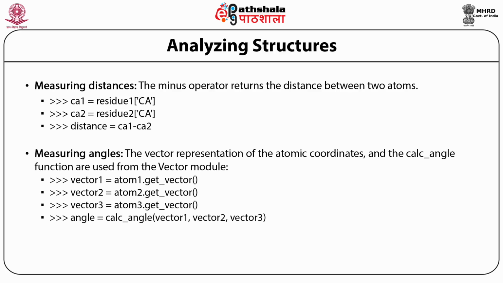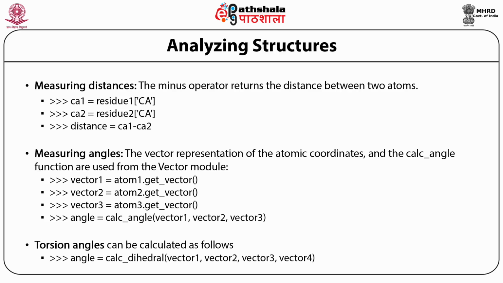Similarly, angles can also be very easily measured in BioPython using the calc_angle function. I say vector1 is atom1.get_vector, so it gets the information as a vector, and then vector2 from the second atom, and vector3 is equal to atom3.get_vector. An angle can be calculated very simply. I say angle is equal to calc_angle, giving all the three vectors that we created earlier. The corresponding angle is stored in angle and can be printed. So the variable angle will contain the angle between these three atoms.